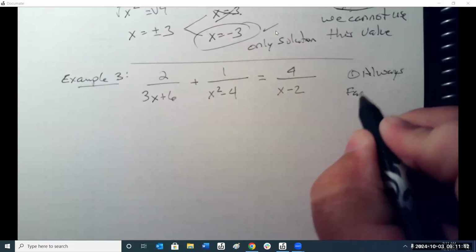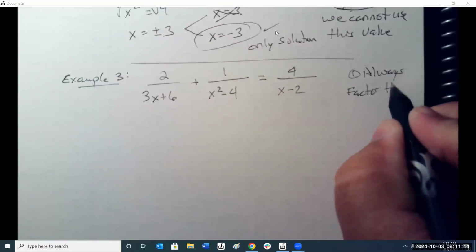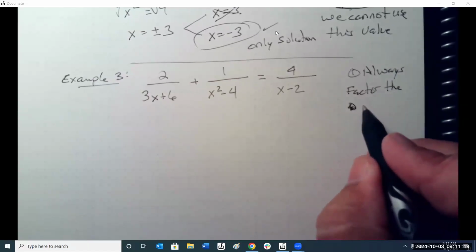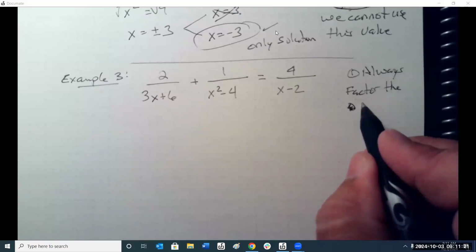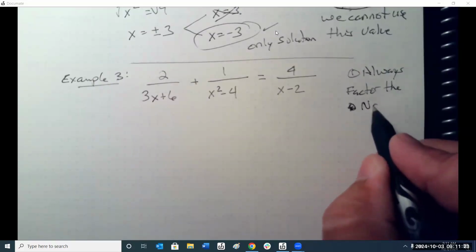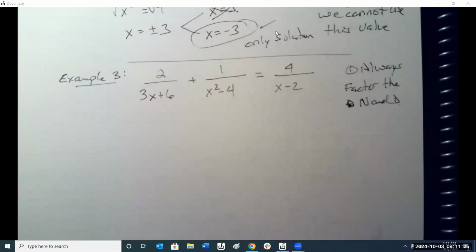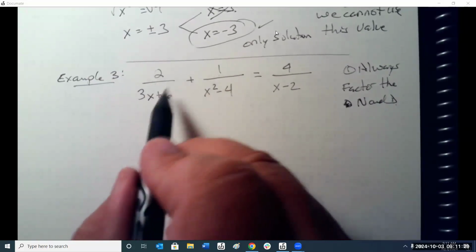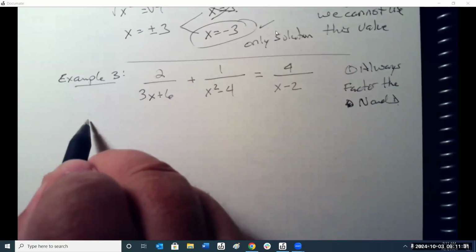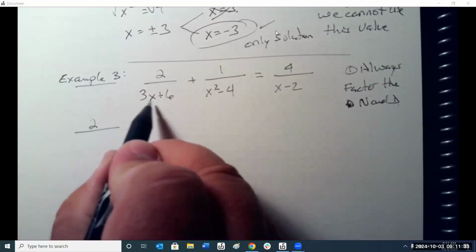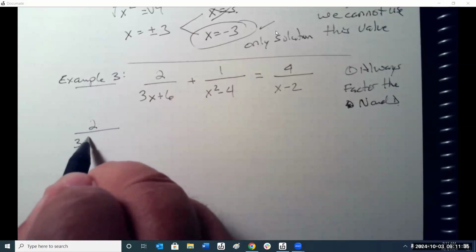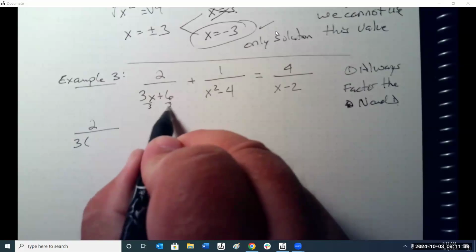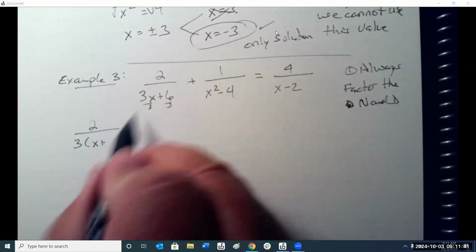Always factor, actually I'll say all the functions. The numerator and denominator. Since nothing can be done on the top, how about the bottom? 3x plus 6, they both have a 3 in common. If I take out the 3, I divide both of these. So I have x plus 2.